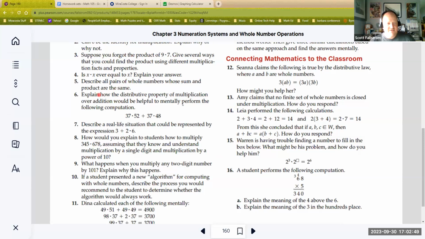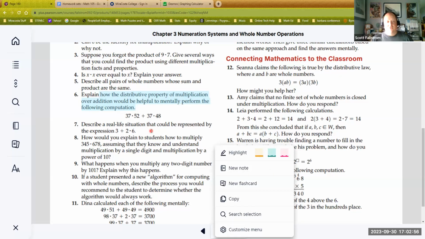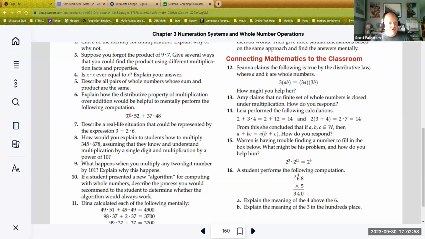Explain how the distributive property would be helpful to mentally perform this computation. Oh, yes. Look for compatible numbers. Notice how there's a 37 in each one of these. Let me highlight that real quick. So I see there's a 37 in each one. That means if I use the distributive property, I could rewrite this as 37 times something. Maybe the distributive property would help me make this multiplication and then addition easier. Okay, let's try that.